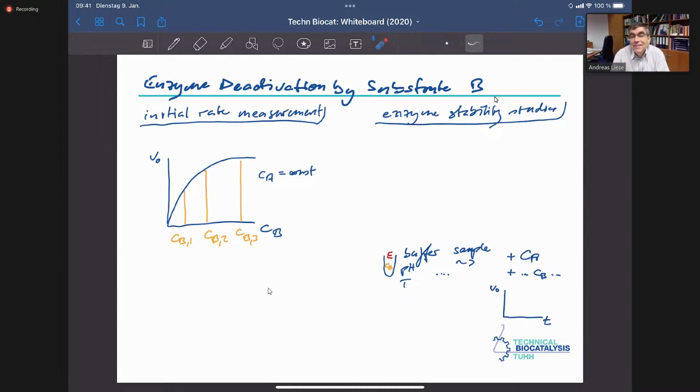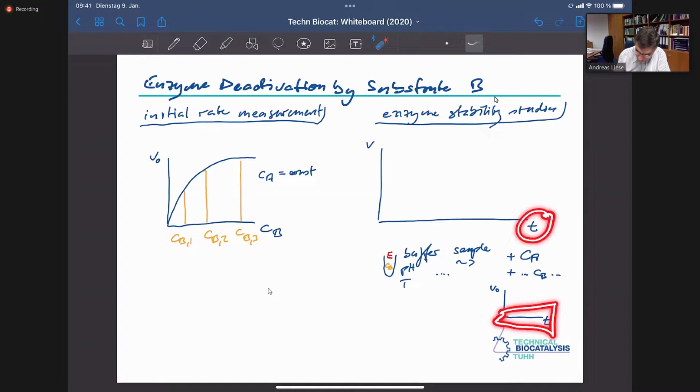So what do we see in our analytics at the end of the day then? Then we generate out of this data we just measured a plot where we now plot not initial rate, but rate as function of time. And this time is the time we have here in the plot and the time where we've withdrawn the sample.